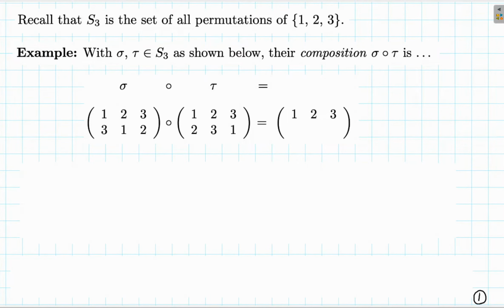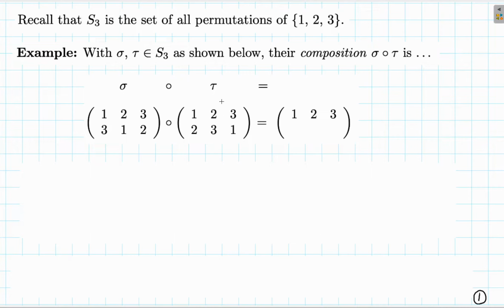Recall that S3 is the set of all permutations of the numbers 1, 2, and 3. Let's do a calculation using an example. So it's sigma and tau. Those are elements of S3 as shown below. Let's compute their composition, sigma composed with tau.